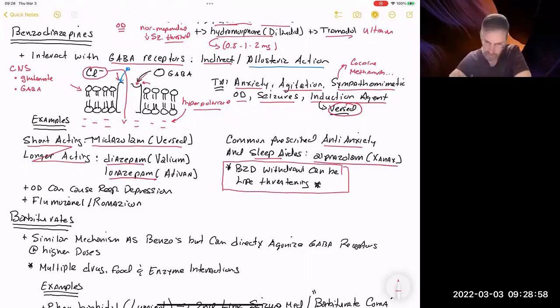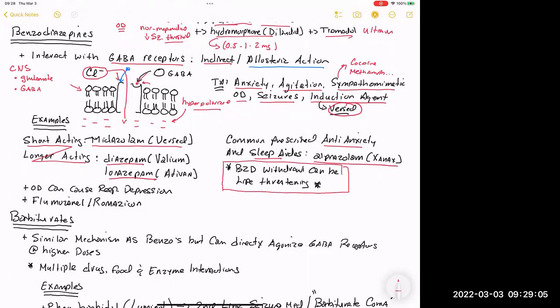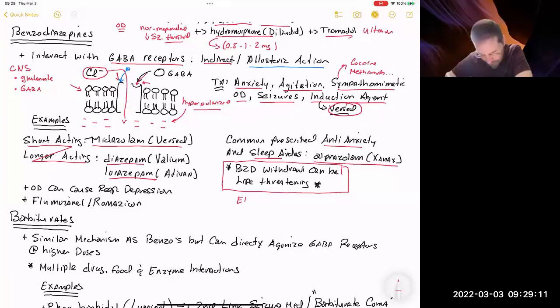Does anyone know what the other major withdrawal is that can be life-threatening? Alcohol. Yeah, alcohol and benzodiazepine withdrawal syndromes can be acutely life-threatening.